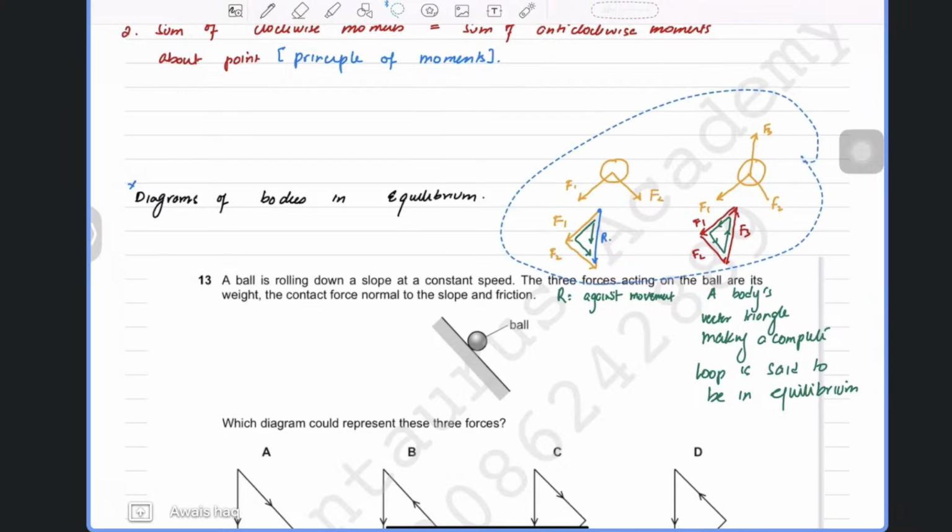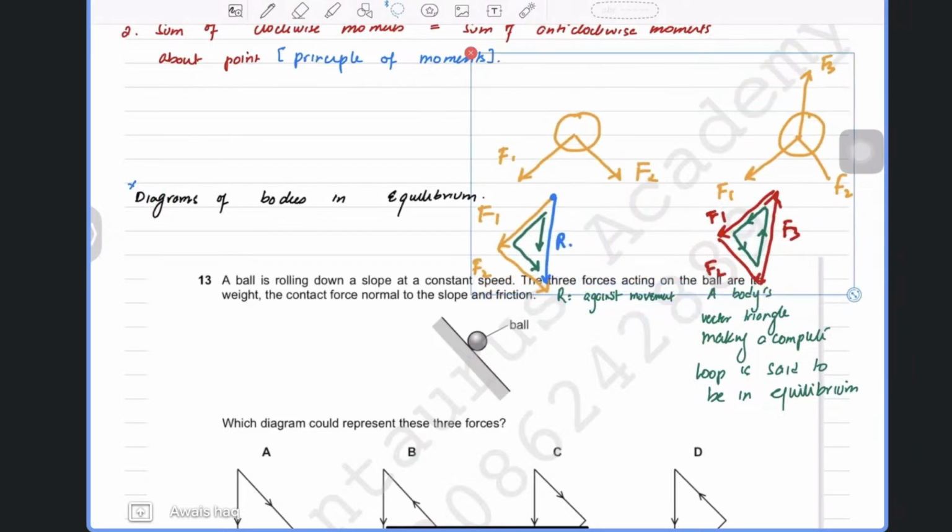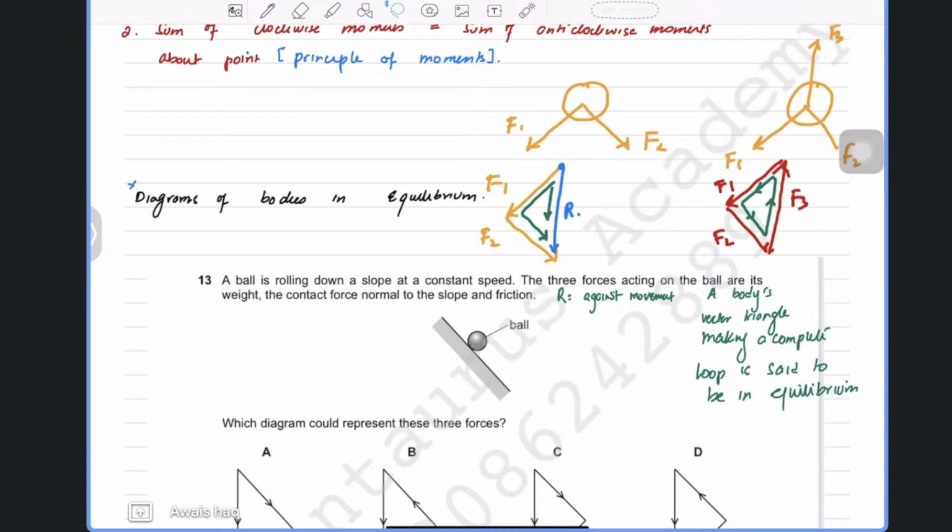Wait a second. Resize, please. I don't know how to resize. Yeah, make it bigger, so you guys can see properly.